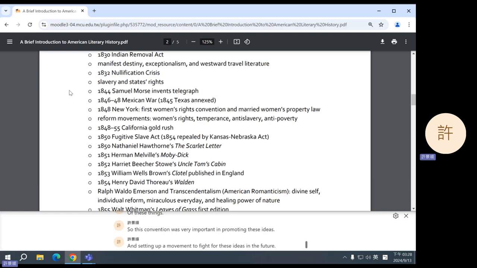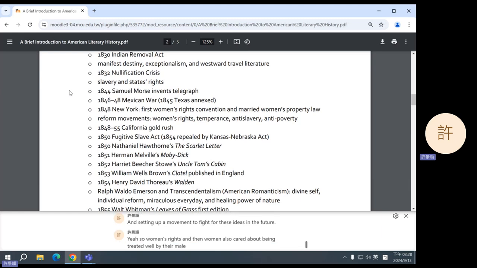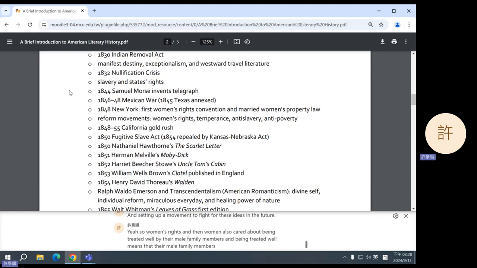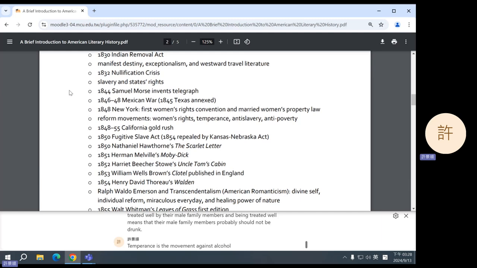So women's rights. And then women also cared about being treated well by their male family members. And being treated well means that their male family members probably should not be drunk. Temperance is the movement against alcohol. Not just drink less. No alcohol.